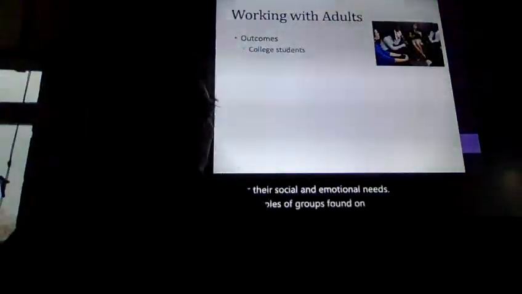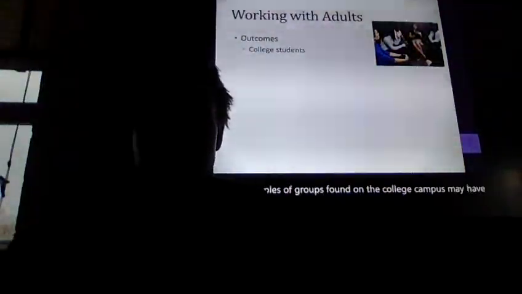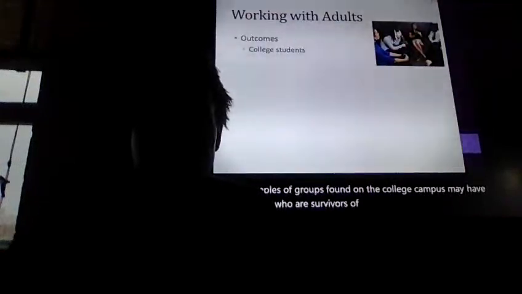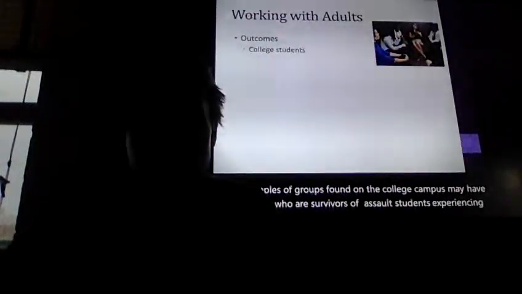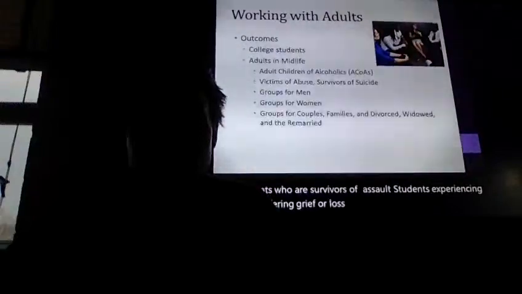Additional examples of groups found on the college campus may include those for students who are survivors of sexual assault, students experiencing homesickness, suffering grief or loss, or are exploring issues of sexual orientation.